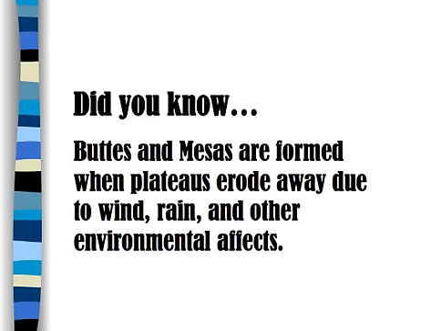Did you know buttes and mesas are formed when plateaus erode away due to wind, rain, and other environmental effects. So at one point, these things were much bigger. They had much flatter surfaces, much larger surfaces, and they broke apart due to nature.